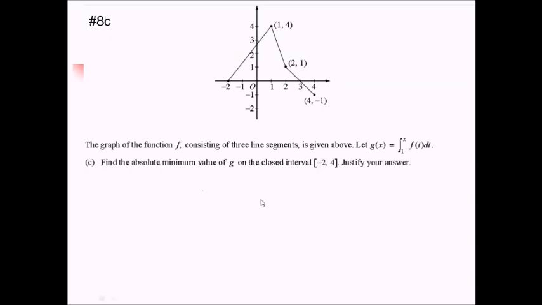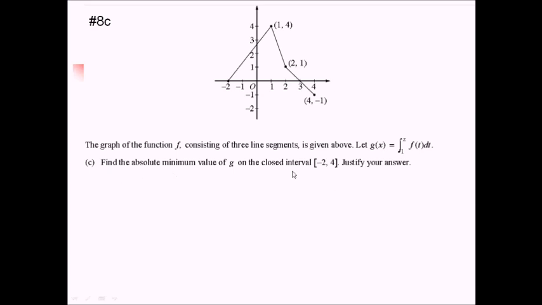For this problem, we're trying to find the absolute minimum value of g on the interval negative 2 to 4 and justify it. Since we've got a closed interval and we're looking for an absolute min or max, we use the candidates test, which means we have to consider the endpoints and also certain critical values in between. I say certain critical values because if you word your justification correctly, the only critical values you really care about are the local mins. Because if something's not at least the smallest value in its immediate area, there's no way it's going to be the smallest value for the entire graph.